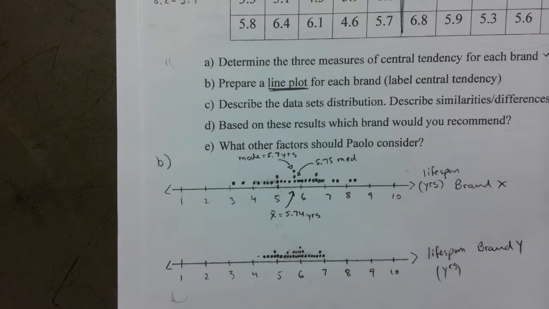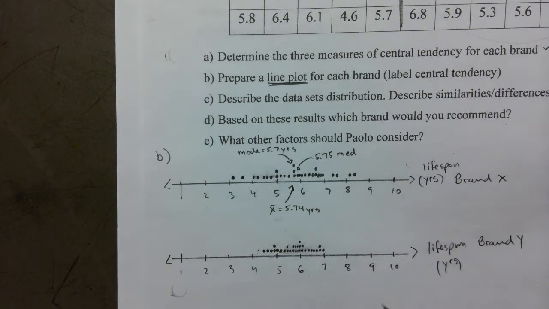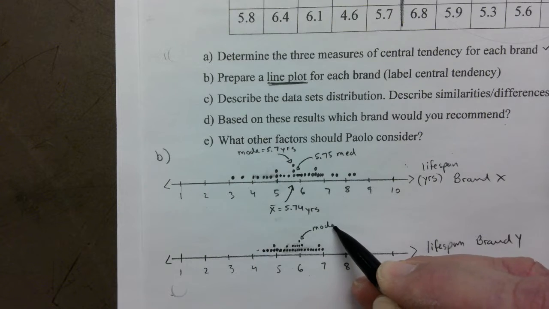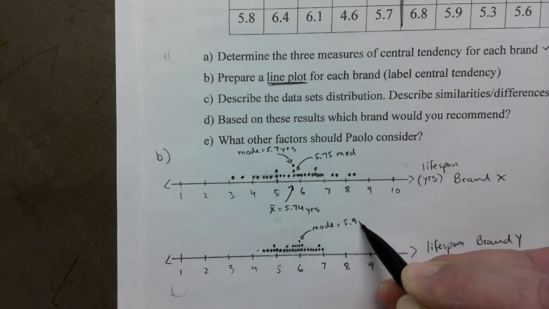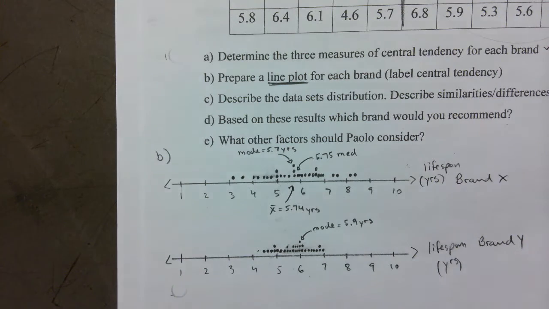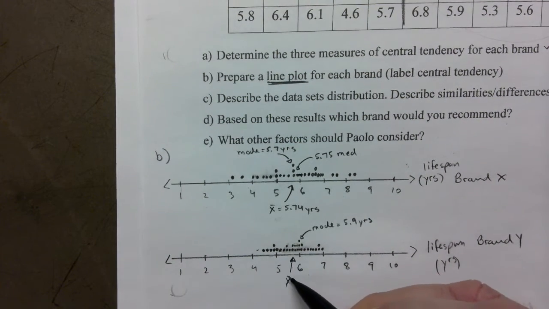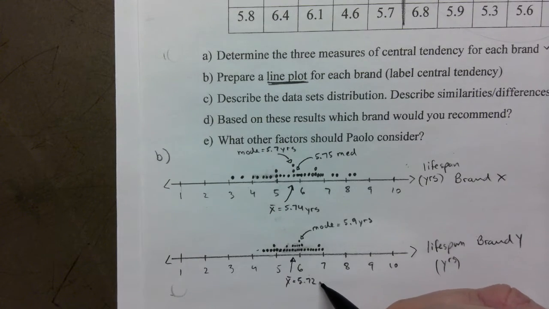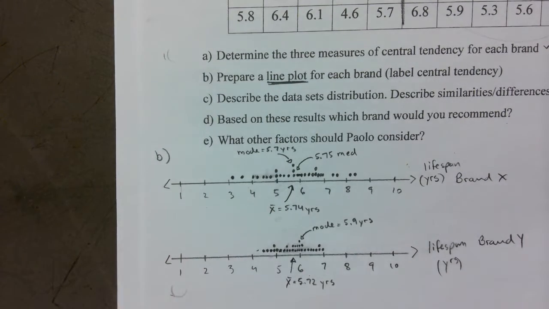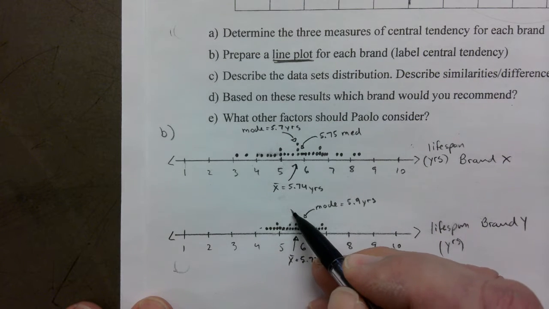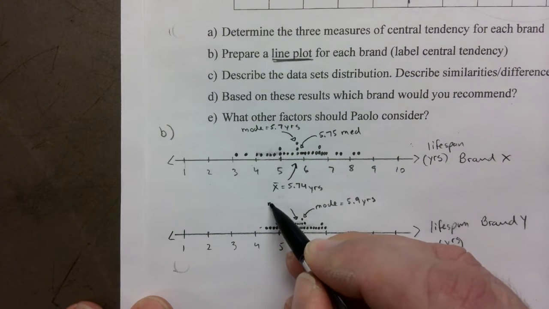Then we do the same thing for the bottom one, and let's start with the mode. That one is the easiest. Mode is 5.9. It's the tallest. Okay. My average is 5.72, which is right about there. I will tell you the steps for this later on. 5.72, and the median is 5.75. Okay, so the median is right about there.